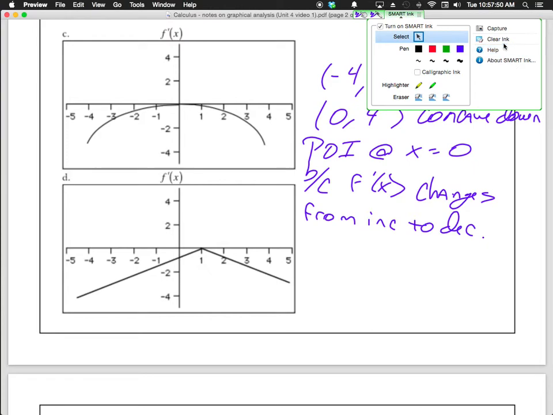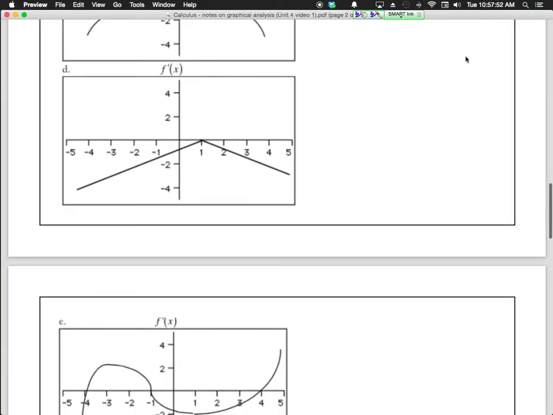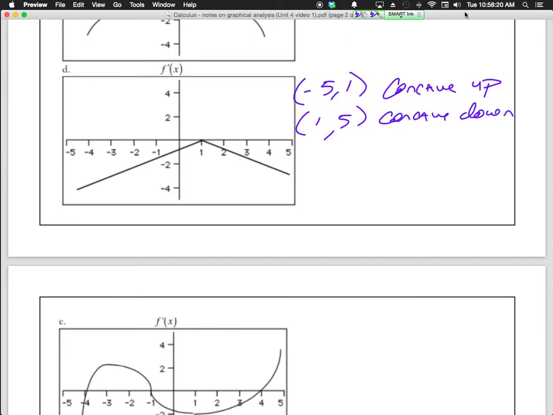Alright, next one. Brock, D. Intervals of concavity, from -5 to 1. What is it? Concave up, because f prime of x is increasing. Very good. Then from 1 to 5, it is concave down, because f prime of x is decreasing.